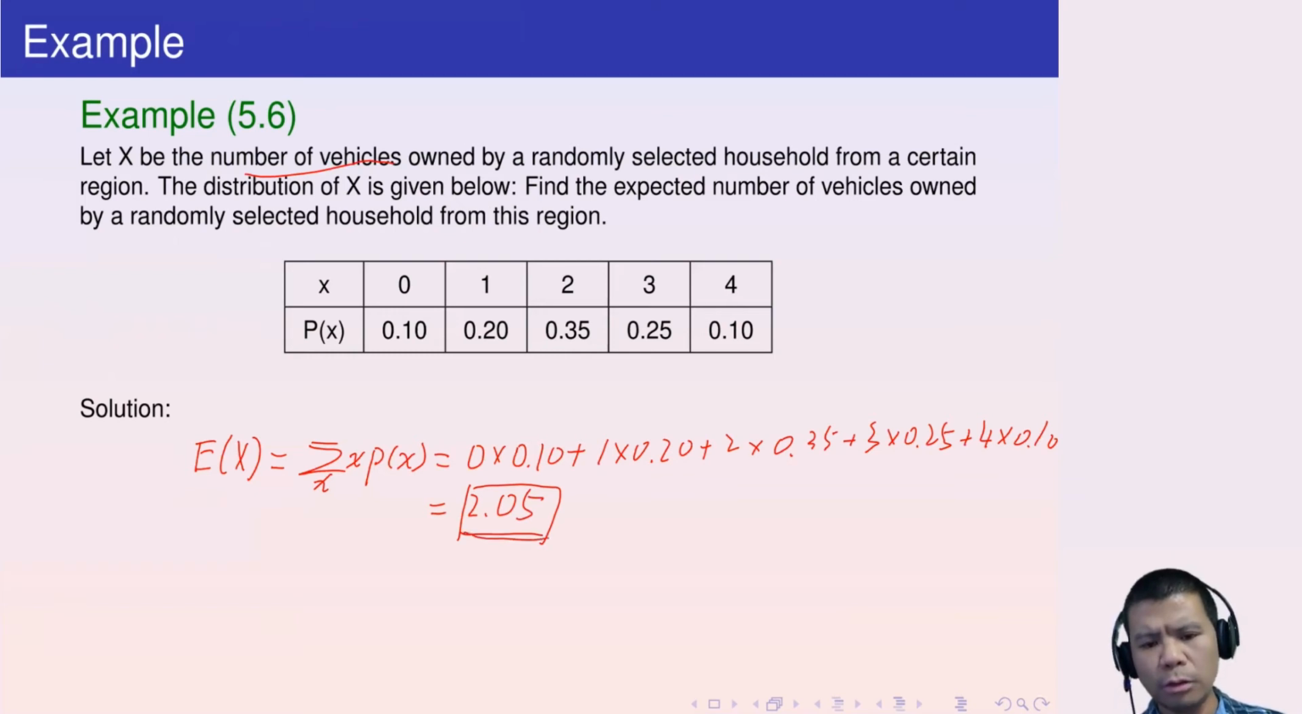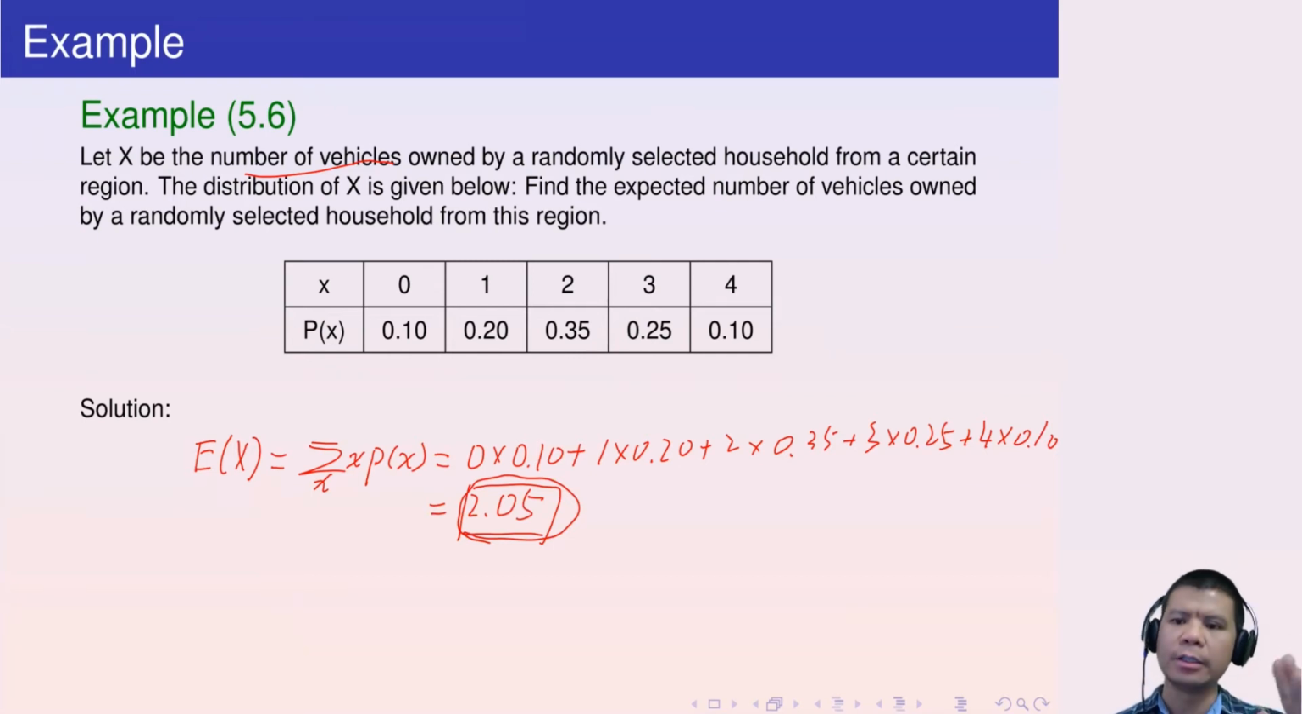Now your value is 2.05. But does that make sense to be saying that it's 2.05 vehicles? What is the problem here? You're talking about the number of vehicles, but what you get as an expected number is a decimal. So what is the problem? What's wrong with it? Now here, nothing is wrong, okay? So you have to be careful.